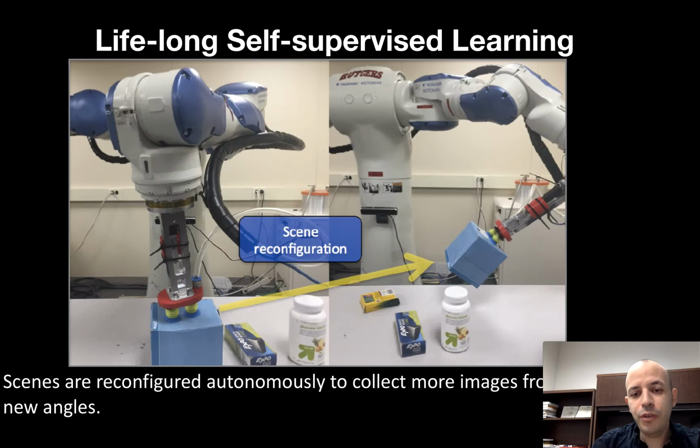And actually, the robot can also manipulate objects by moving them, pick an object and put it in a different location, and then take a new image from that location where there is more clutter, and then label it automatically because we know which object it picked.